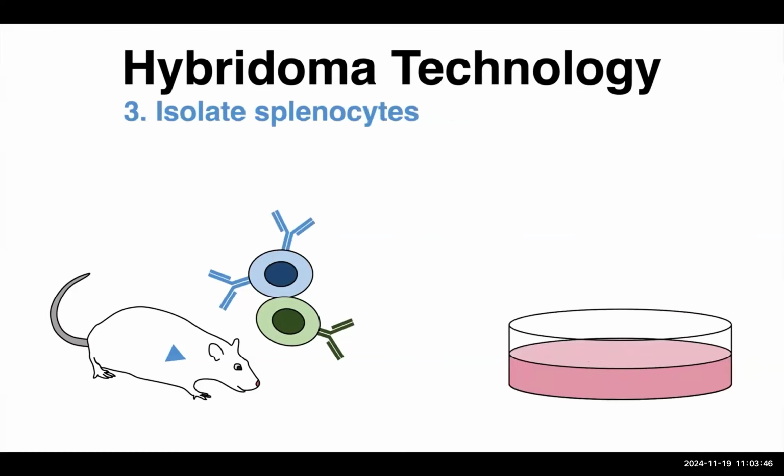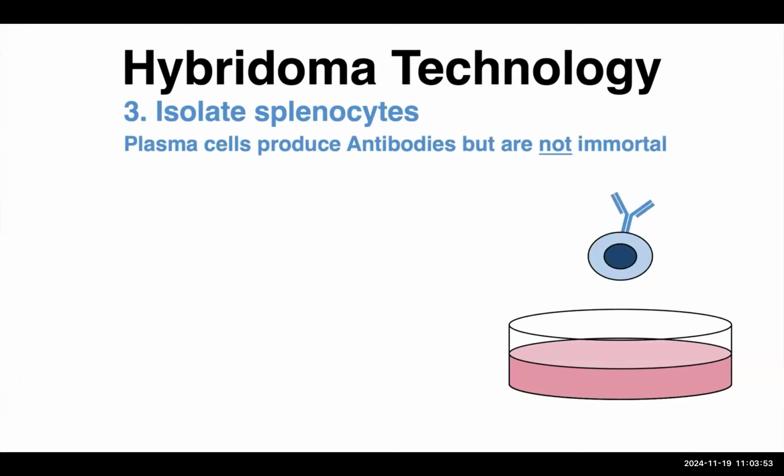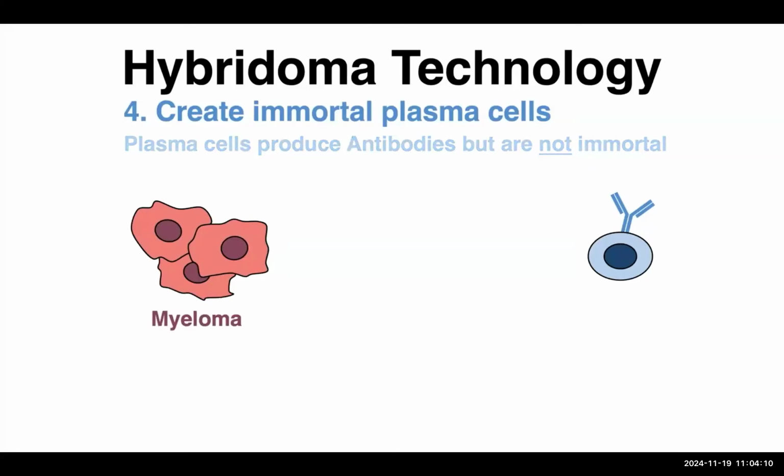Plasma cells inside the spleen of the mouse, so-called splenocytes, can be isolated and cultivated in cell culture. Those splenocytes have the ability to produce antibodies, but the problem is that they are not immortal and therefore cannot be cultivated for long. To solve that issue, the plasma cells have to be immortalized. To this end, so-called myeloma cells come in handy. Those cells are immortal cancer cells that can grow indefinitely.